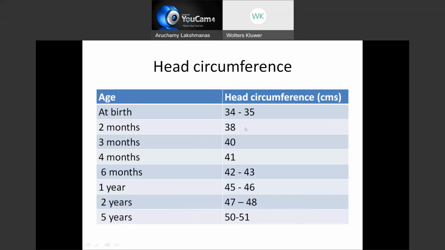Observe this: in the first 6 months, the growth will be rapid. So you can take 1 centimeter per month in the first 6 months and 0.5 in the next 6 months. The head circumference increases in such a ratio, and after that the rate will come down. By 2 years it will be 47, and by 5 years it will be 50 to 51.